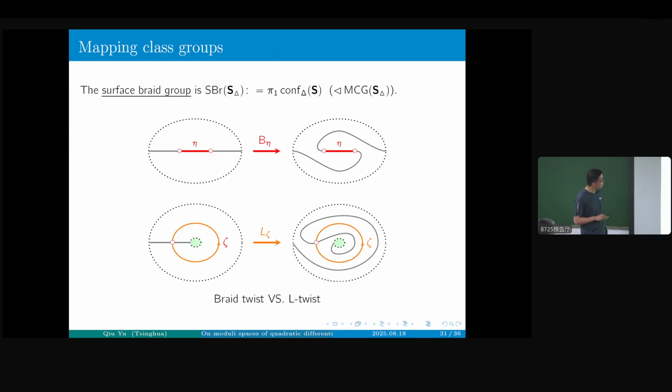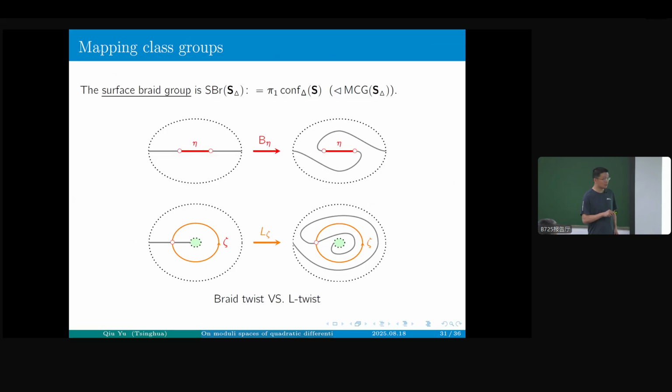In fact, a generalization of a braid group in low-dimensional topology is this surface braid group, which is pi1 of the configuration space of this surface, regarding this kind of decoration as configuration. And typically for this group, you have two types of generator. So you can switch these two decorations or two zeros around to get a braid twist.